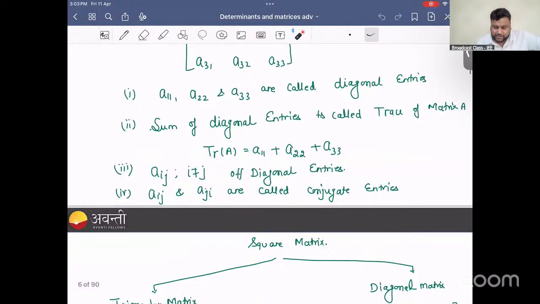All right. Aij, where i is not equal to j, are called off diagonal entries. And Aij and Aji are called conjugate entries. I told you conjugate entries has nothing to do with conjugate what we have done in the complex number chapter. All right.